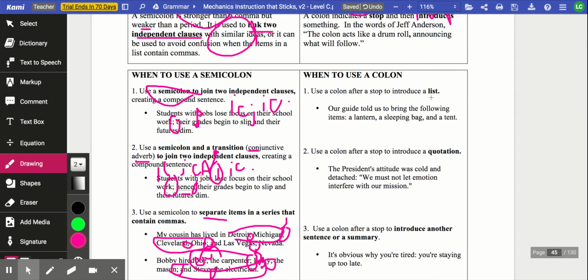When to use a colon? Use a colon after a stop to introduce a list. The guy told us to bring the following items: a lantern, a sleeping bag, and a tent. So it's sort of a stop and then dun dun dun dun, here's the list.